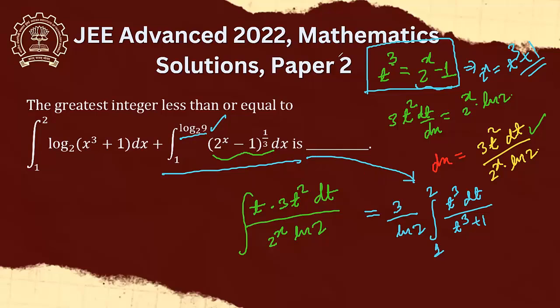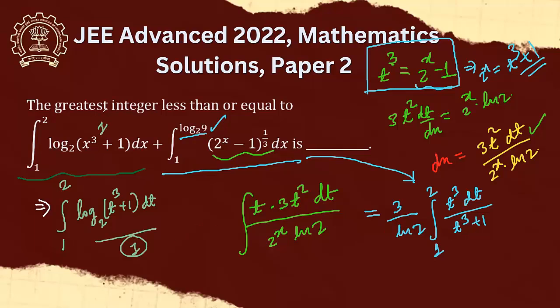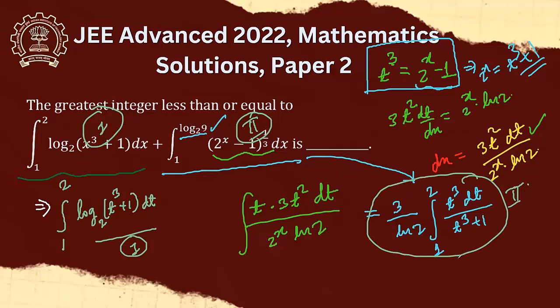Now let's see the second one. The second integral is the same as the integral from 1 to log base 2 of 9 of log base 2 of (2 to the power x minus 1 whole cube root); I'm just changing x to t, that's all. So this first integral was part 1 and this integral is part 2. The answer is going to be part 1 plus part 2.